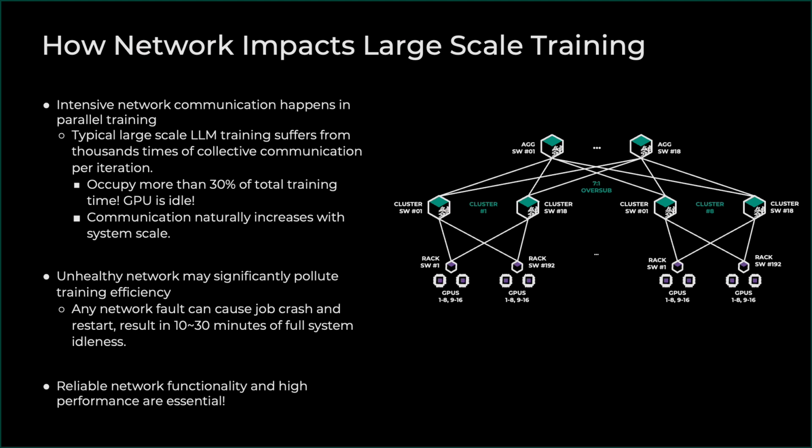From the other aspect, the healthy status of the network also plays a very important role in training efficiency. If any network fault happens, it causes a job crash and the job has to be checkpointed and restarted. The checkpointing and restarting process may take 10 to 30 minutes at full system scale, which means all GPUs of the system have to be idle during that time. Obviously, it's essential for us to ensure the network functionality is reliable and the performance is always at full speed.